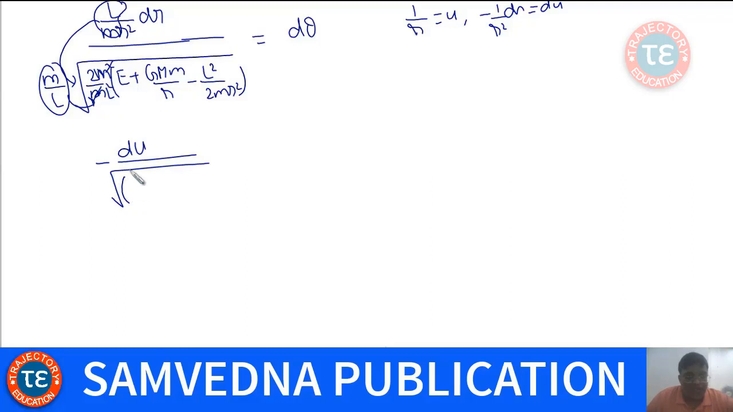So this is minus du, and I take this 2m by L square inside, so this is 2me by L square plus, since 1 by r is u, this becomes 2 G m square by L square times u, and over here we have minus u square, since L square by 2m multiplied by 2m by L square gives this. Getting the point? Yes? Okay, so fine, equals d theta.